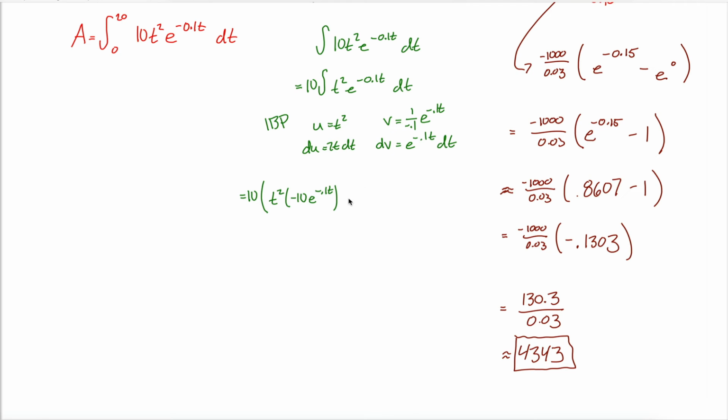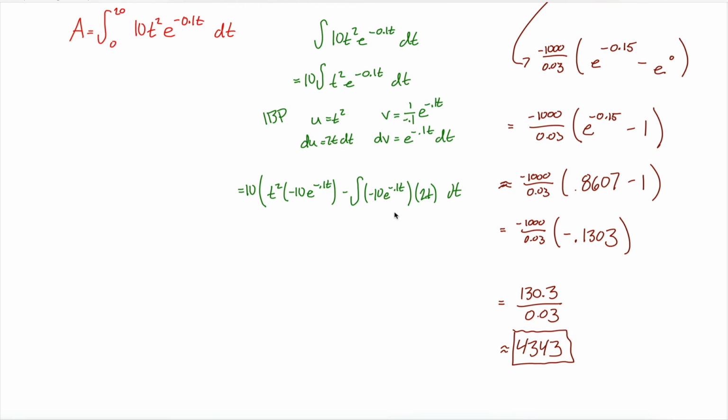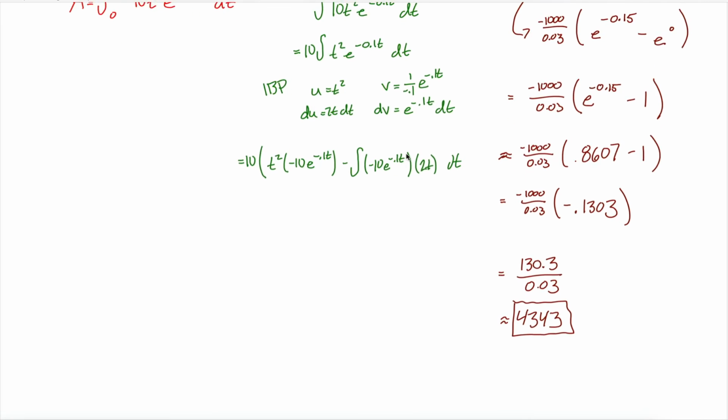And from that u times v, I have to subtract the integral of v du. Again, v is equal to negative 10 e to the negative 0.1t, and du is 2t dt. Good news and bad news. We've applied integration by parts. That's the good news. We've come up with a slightly easier integral to figure out. The bad news is this integral isn't one that we can immediately evaluate. We're going to have to do another step of integration by parts.